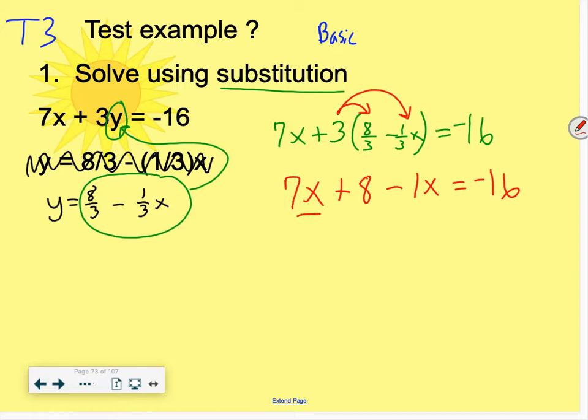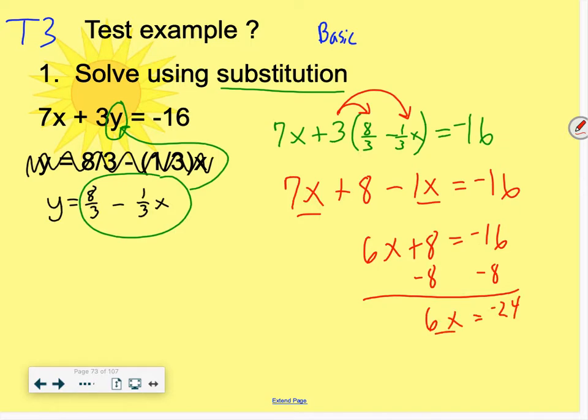And then you combine your like terms that are on the same side of the equal sign. Solve for x. So I'm going to subtract 8. And then divide by 6. Now we're not done though. This is not the final answer because an answer to a system has two parts, an x and a y.